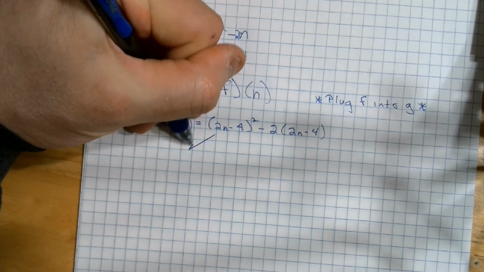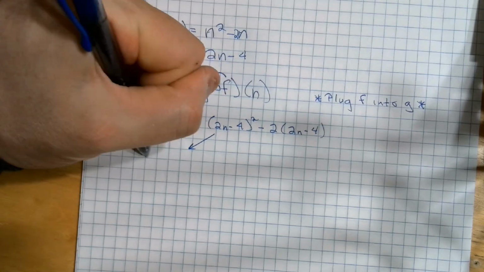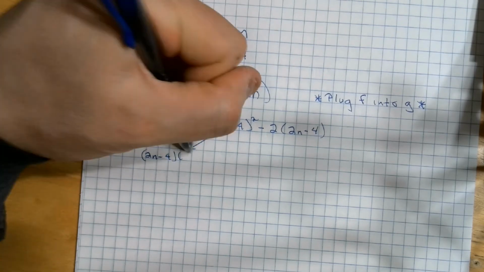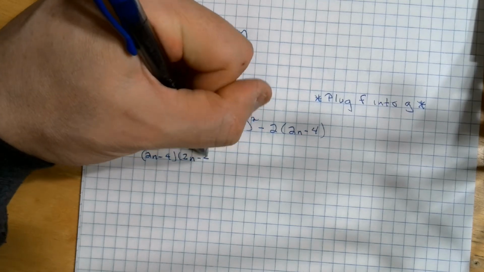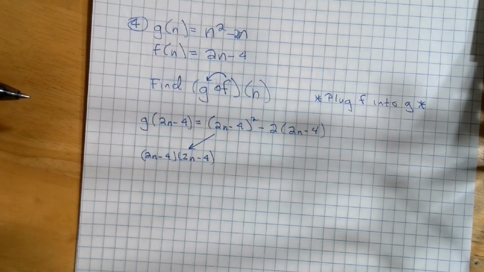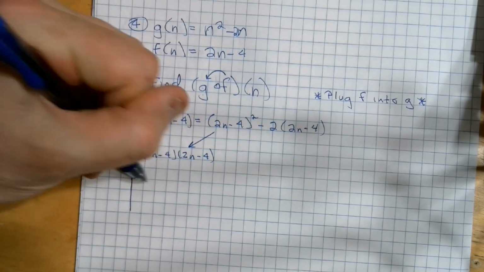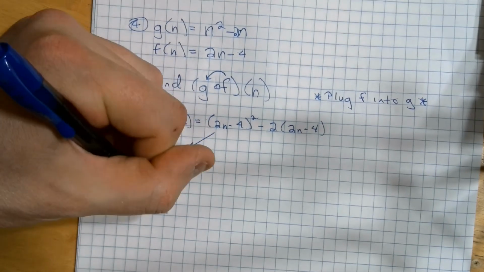So it's a little on the side here, 2n minus 4. When we have the quantity squared, it's really that right there. Okay, so don't forget about that. So I'm going to go ahead and magic square this. If you want to just regular FOIL, that's fine also.